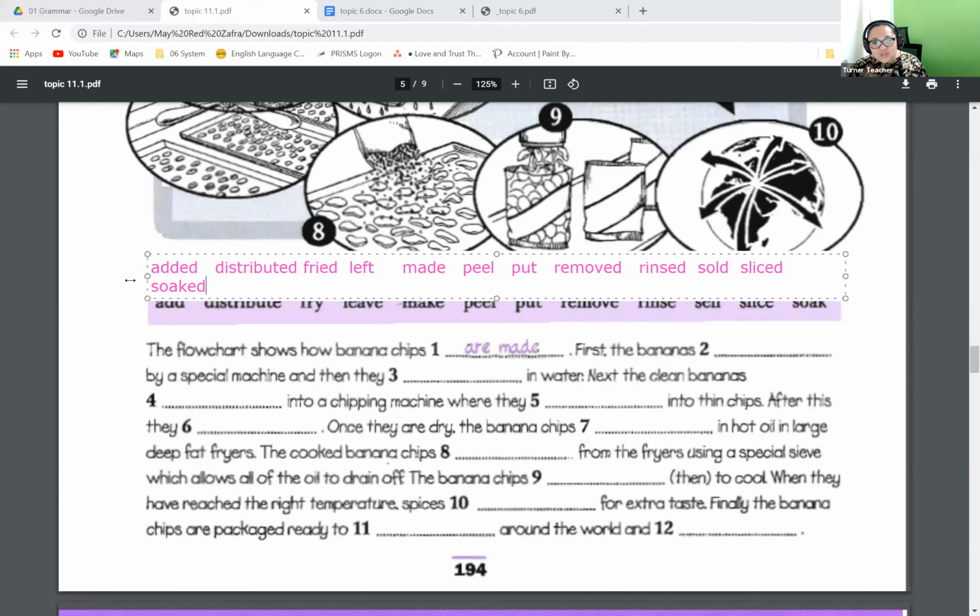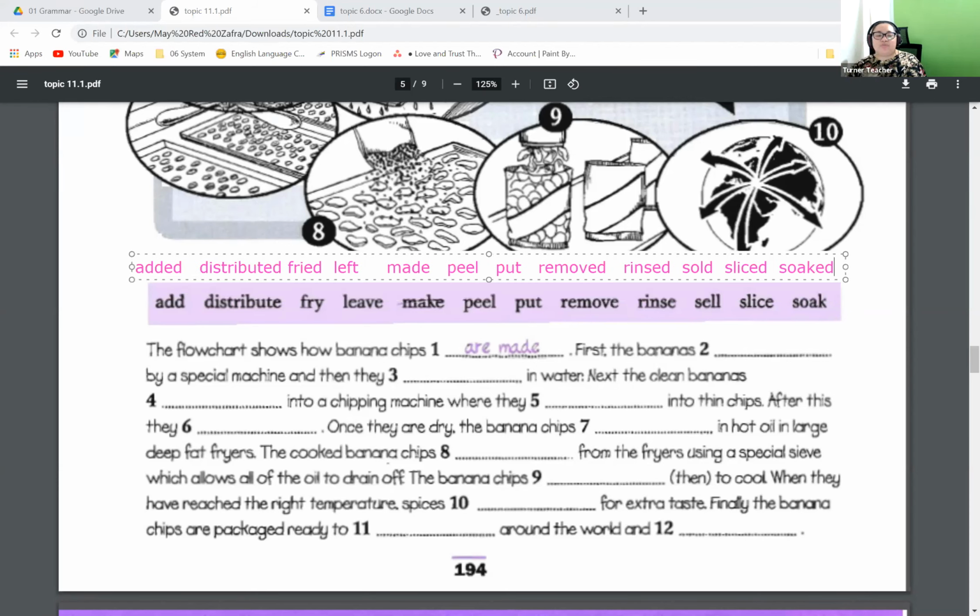So what I'm going to do, I'm going to put you into a breakout room, and I want you to fill this in with your group mate. But before that, let's read the question. Rasid, can you read number 1? The flow chart shows how banana chips are made. Good. Next, Miss Andrea, number 2.